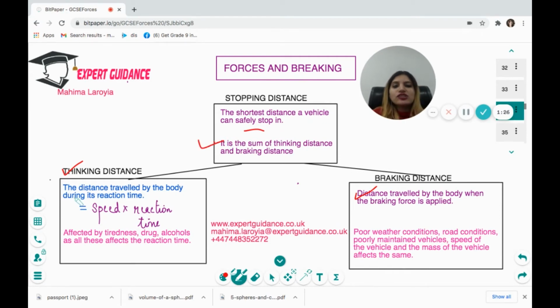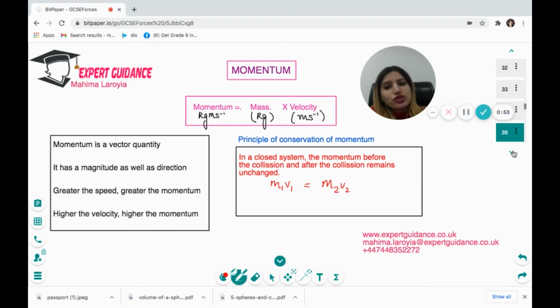Thinking distance is the distance traveled by the body during its reaction time, the distance traveled while you're thinking. It is calculated by speed times reaction time, and it can be affected by tiredness, drugs, and alcohol. Whereas braking distance is the distance traveled by the body when the brake force is applied, and the factors that can affect it are poor weather conditions, road conditions, poorly maintained vehicles, speed of the vehicle, and the mass of the vehicle. Now, these questions can come in the exam: What affects the thinking distance? What affects the braking distance? What is the stopping distance? So you should know about that.